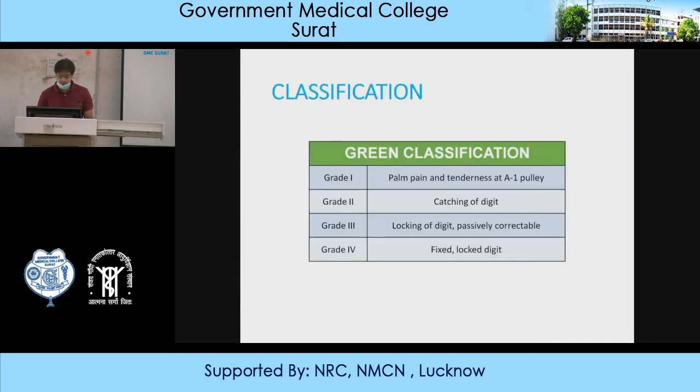Classification is given by Green. Grade 1 is palm pain and tenderness at the A1 pulley. Grade 2 is catching of the digit. Grade 3 is locking of the digit that is passively correctable, and grade 4 is a fixed locked digit.